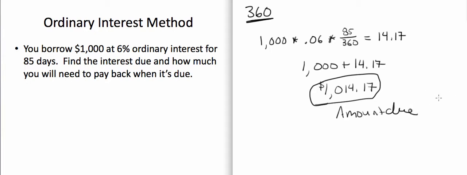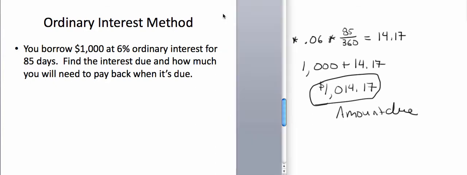All right, so the exact interest method, 365 days, ordinary, 360. All right, and you'll be asked to find both. You should not get the same answers for both problems.